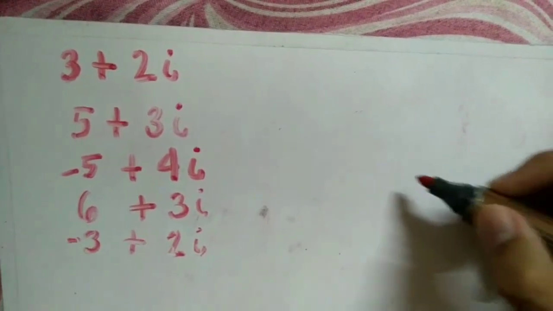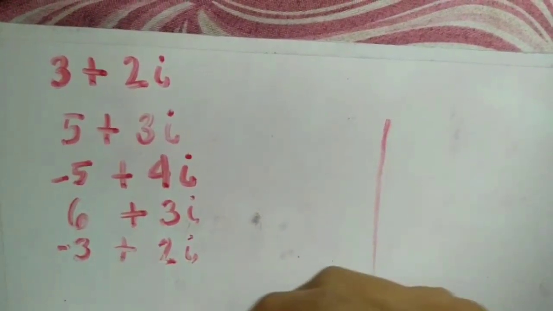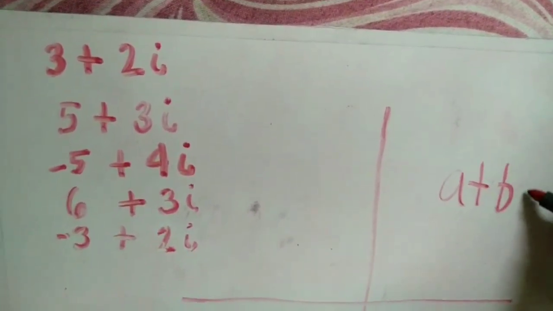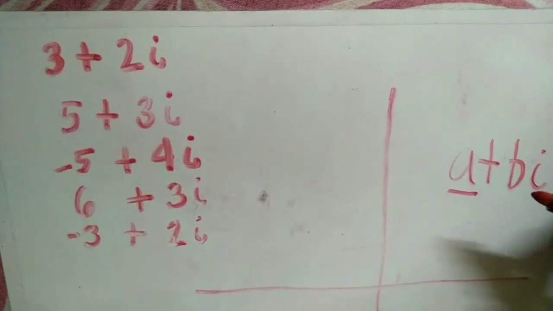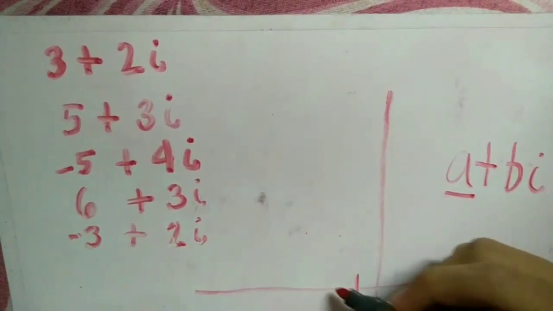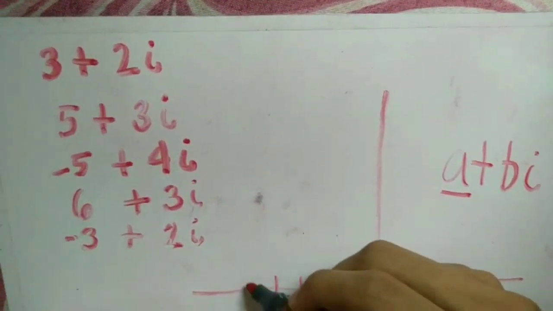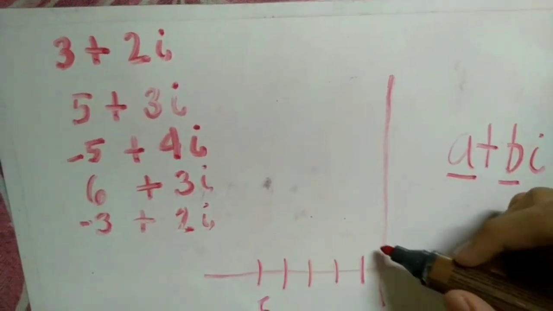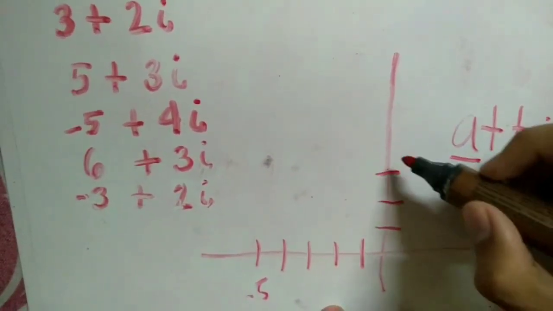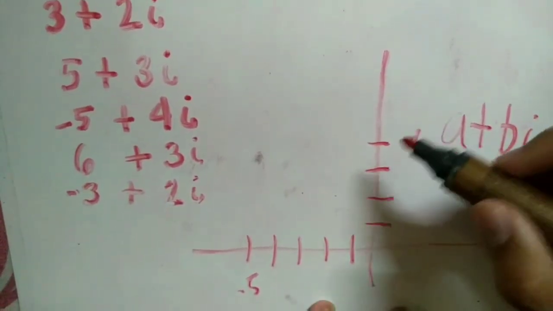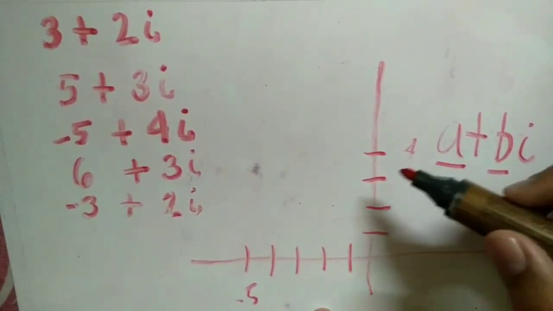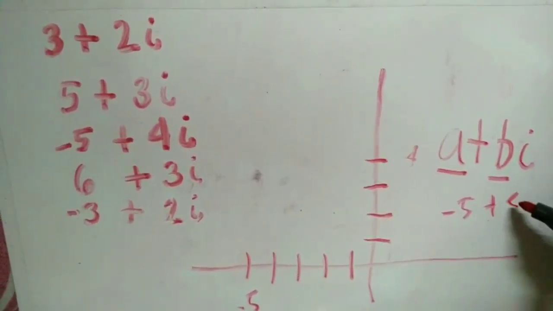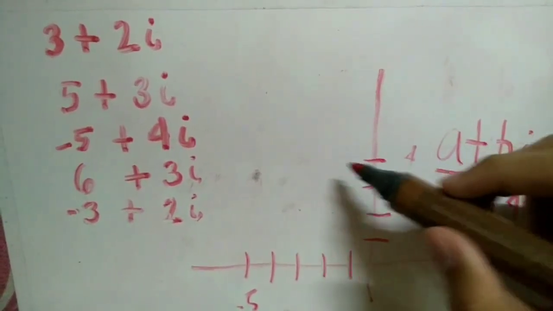So on to our third part. Let's draw this. So a plus bi. Our a would be negative 5: 1, 2, 3, 4, 5. This is our negative 5. Now our b is 4: 1, 2, 3, 4. So this is 4. So our point for our complex number is negative 5 plus 4i. This is our point.